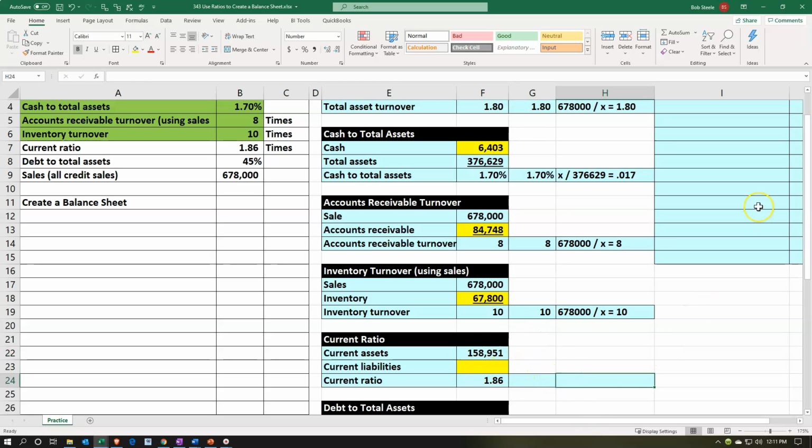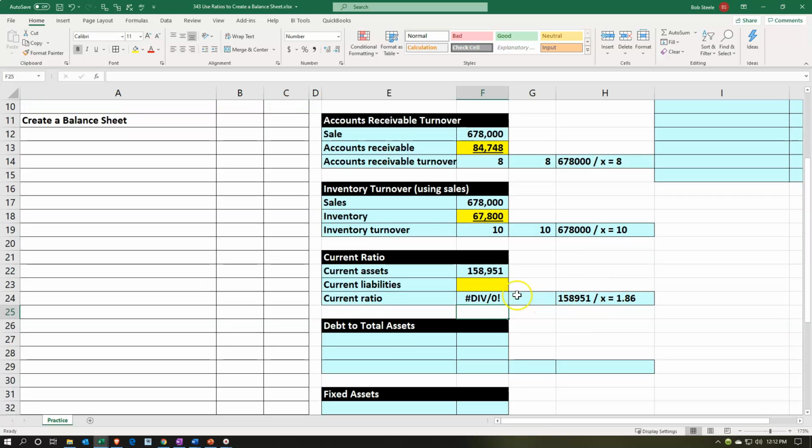Let's write down the algebra, which would be 158,951 divided by x is going to be equal to the 1.86. Now we can solve for that. Let's do that with the goal seek, which means I'm going to delete this, put in our formula. This equals the current assets divided by the current liabilities. And once again, I can't divide by 0, so I have to put some placeholder, which I'll just put 100, standard placeholder for me. You can use whatever you want.